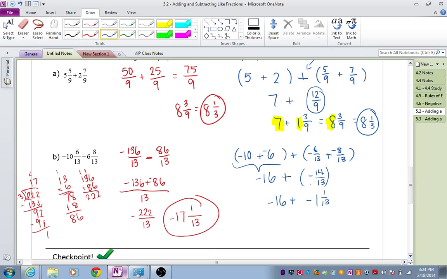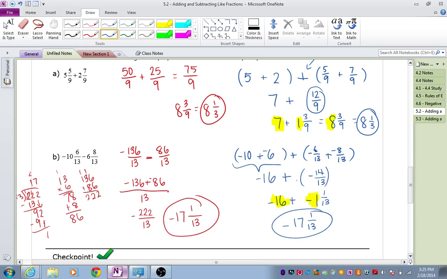And if we add them together, same sign, so we add our numbers, which means we can add the number parts together. So we get negative 17 and 1/13. So this way, while it seems a little trickier, was actually less work than doing it the improper fraction way. Okay, so you might use method 1 for some problems, and then method 2 for some others.